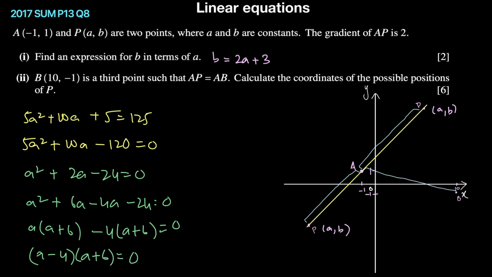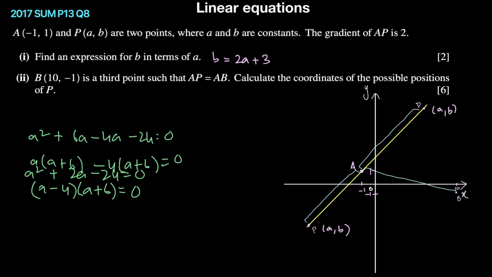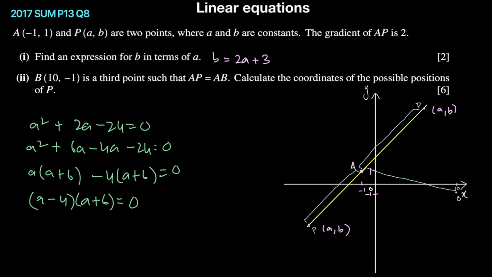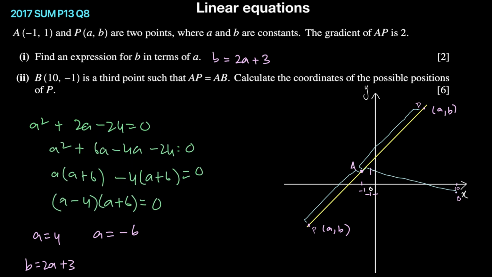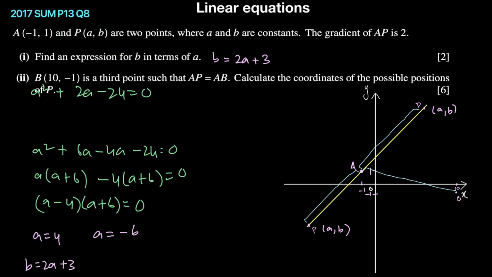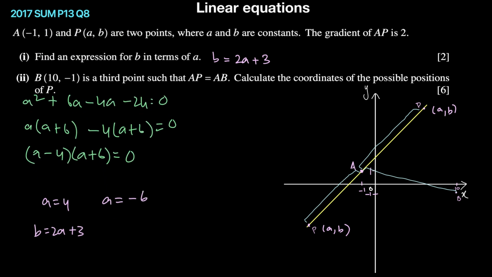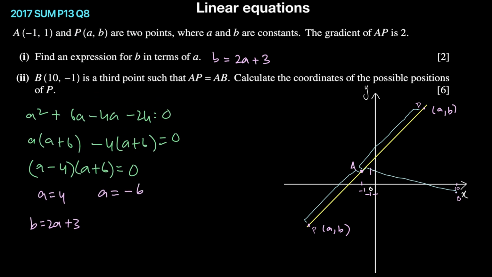Now what this expression tells me is that when A is equal to positive 4, or when A is equal to negative 6, it has a value of 0. So either A is equal to positive 4 or A is equal to negative 6. And now that we know B is equal to 2A plus 3, when I plug in either of these values of A, I should get two different values of B.